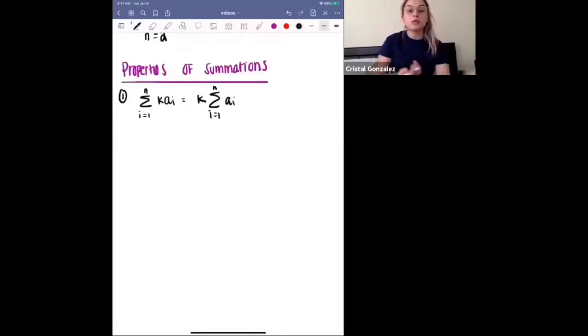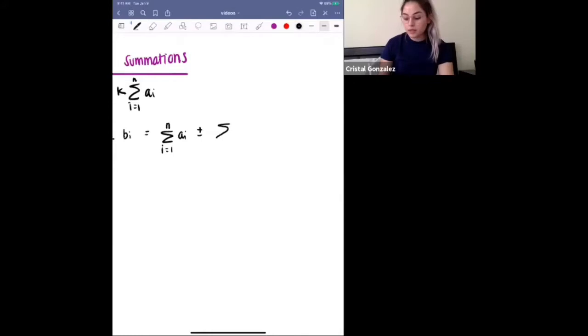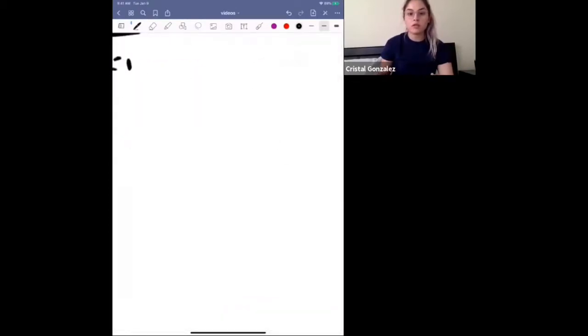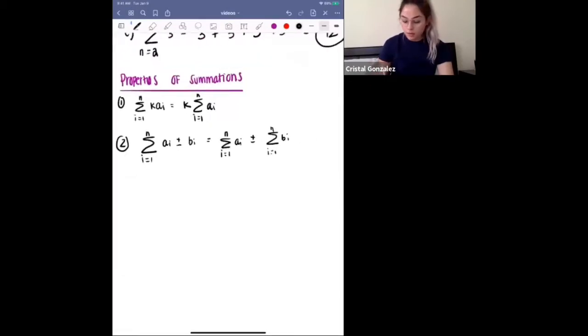And now that takes us to our second property, which is if we have the sum from i equals 1 to n of some a_i plus or minus some b_i, this is going to equal the sum from i equals 1 to n of a_i plus or minus the sum from i equals 1 to n of b_i. Kind of like derivatives all over again, just like you can take the derivative and break it up like that. That's all that means.